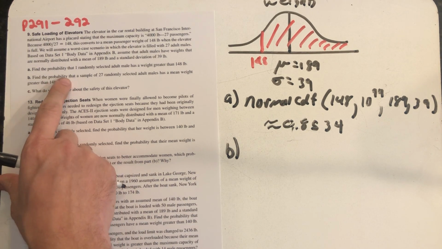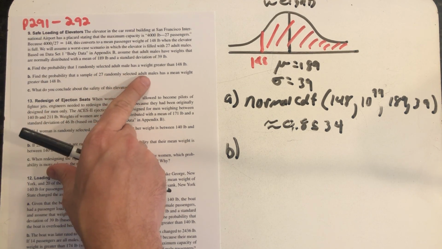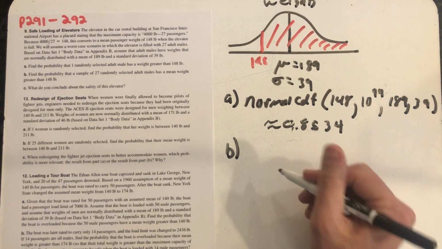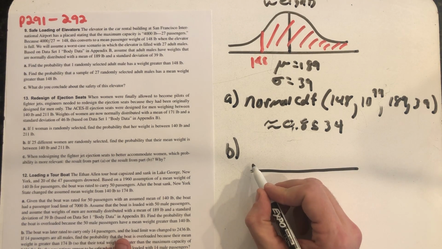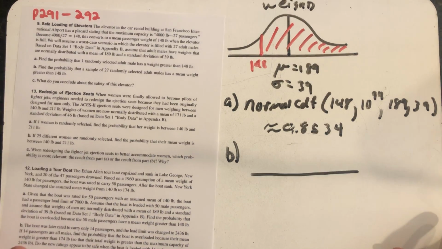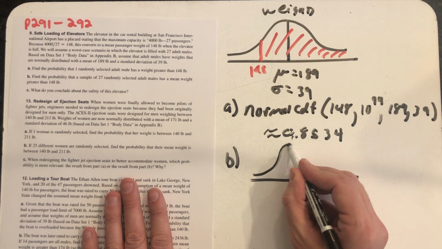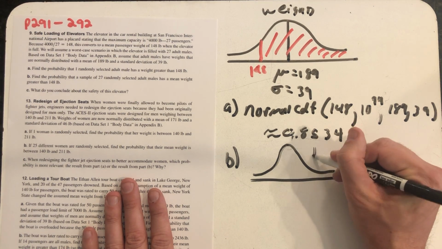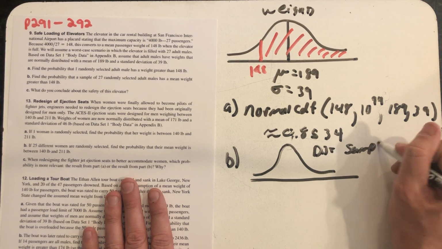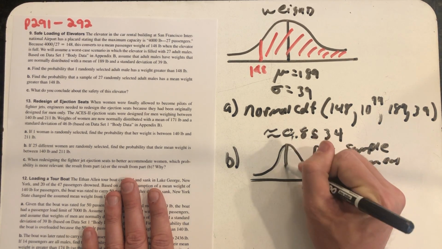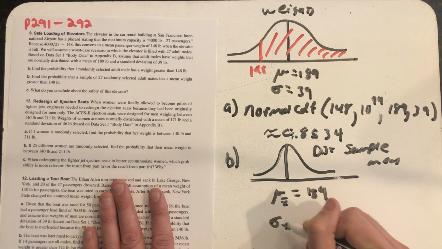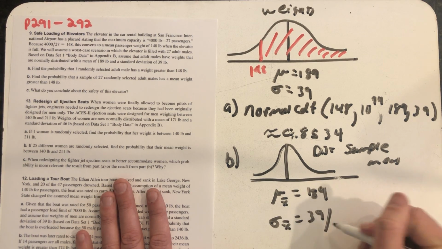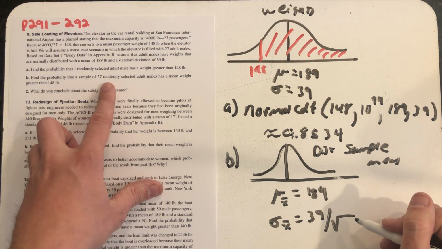Part B, find the probability that a sample of 27 randomly selected adult males has a mean weight greater than 148. All right, so now I'm talking about taking a sample of 27 men and looking at their mean weight. The central limit theorem applies because my original population was normally distributed. So this isn't the distribution of adult men's weights, this is the distribution of sample means. The mean, mu sub x bar, is equal to the original mean, but the standard deviation gets smaller by dividing by the square root of the sample size, which here is 27.